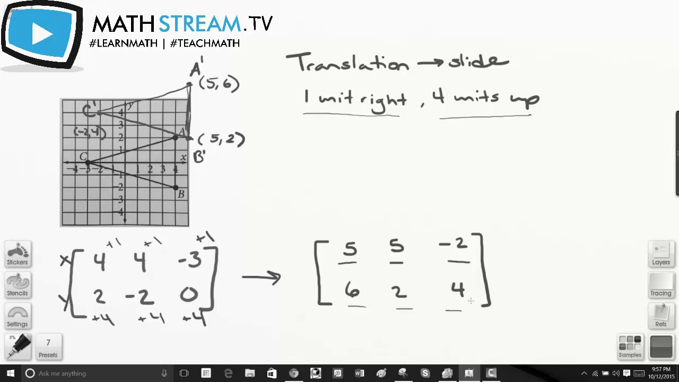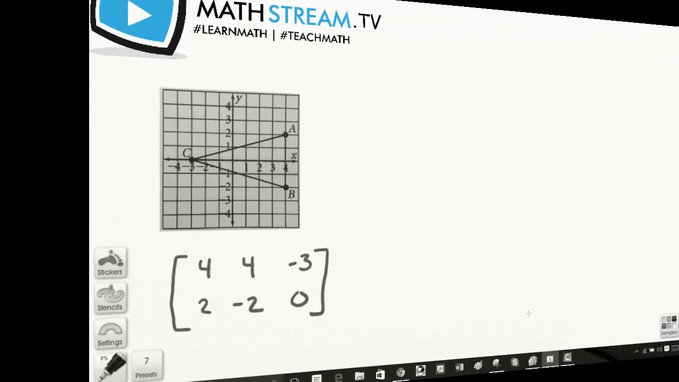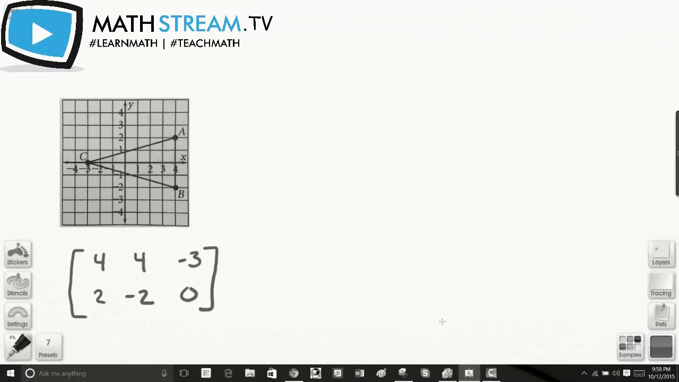Okay, we're going to pause this for a second, then we're going to keep going. We're going to clear the board and try this with a dilation. Okay, now we're going to talk about dilations.